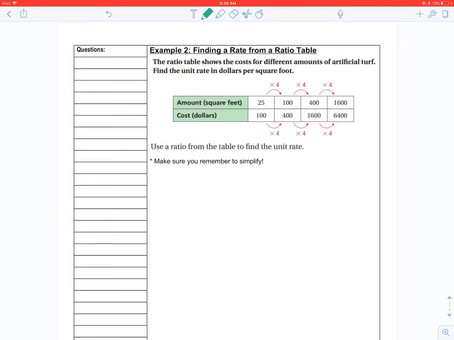square feet. I'm going to sneeze. Why does that happen every time I record?